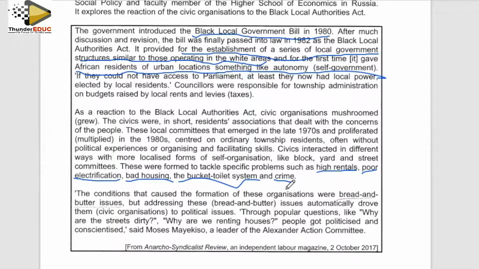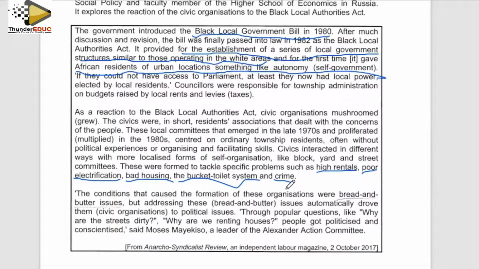Problem number 1 was high rentals. The municipalities were increasing the rents for the properties that they owned where Black people were staying. And number 2, there was poor electrification. The townships did not receive adequate electricity. They were not electrified. So there was the challenge of electrification. They were supposed to tackle that problem as the local authority.